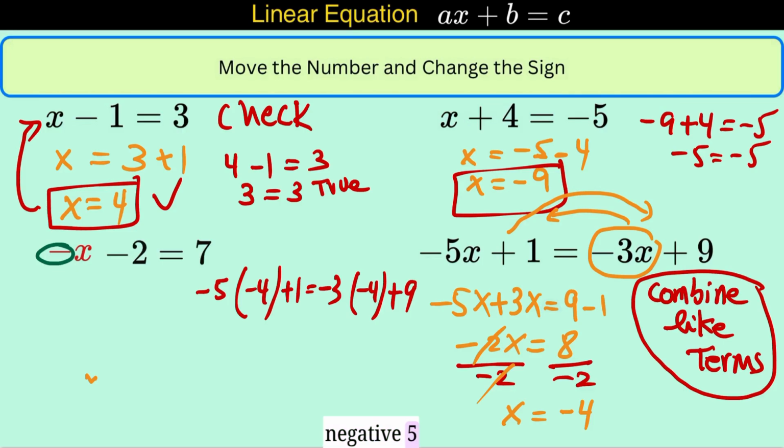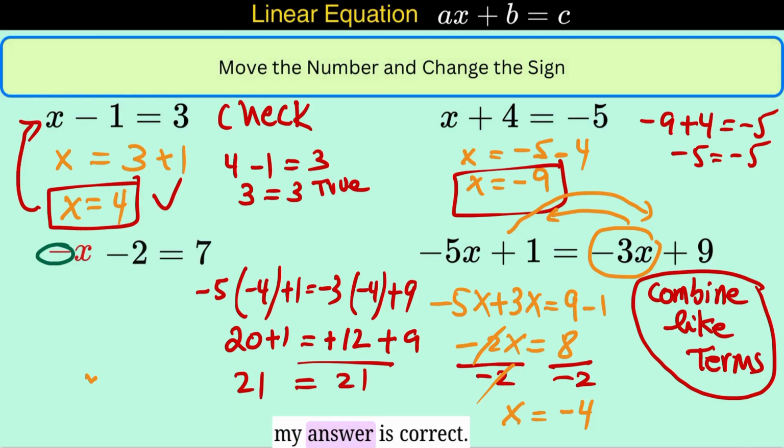So here, negative 5 times negative 4, this will give me 20 plus 1. Here, negative 3 times negative 4, it will give me positive 12, because negative times negative will give me positive. Then plus 9. Here, 21 is equal 21. So my answer is correct, which is true.